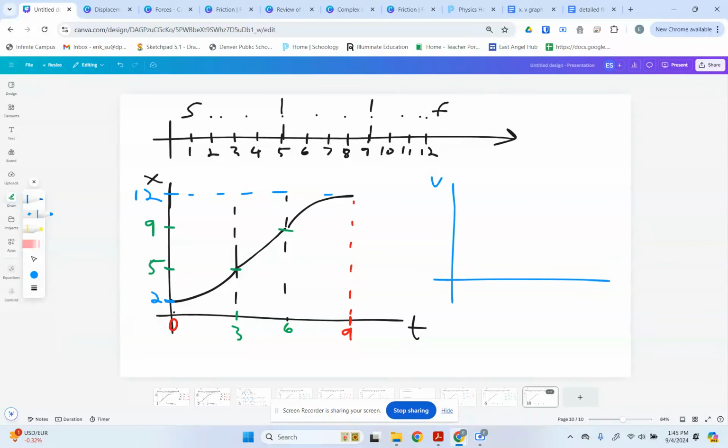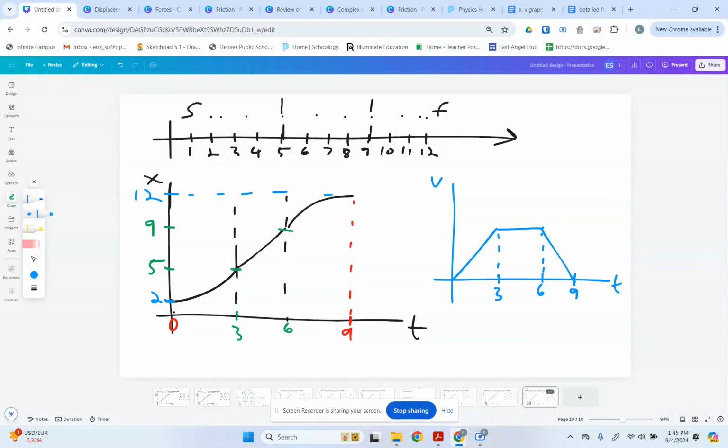Okay, I'm going to do positive speeding up, positive constant speed, positive slowing down, right? I can see these times. Part 1 clearly was from 0 to 3 seconds, right? 0, 1, 2, 3. Part 2 was from 3 to 6 seconds. And then it finally came to a stop after 9 seconds there.